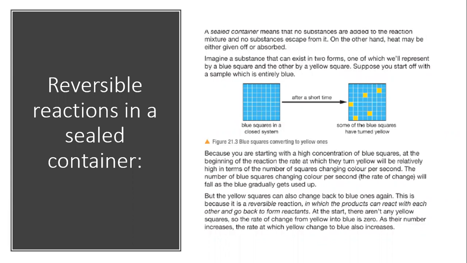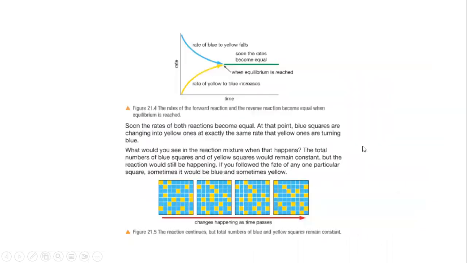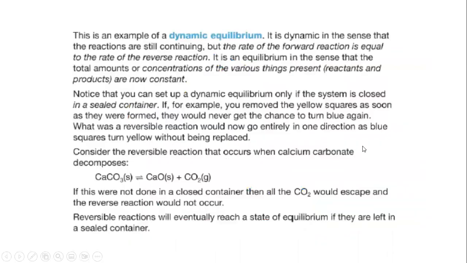So if the same reversible reaction takes place inside a sealed container, what is going to end up happening? We don't need to go into details of it. What's going to happen is this. We are going to end up reaching an equilibrium, and that equilibrium is known as dynamic equilibrium, right? So whenever you do a reversible reaction in a sealed container, in a closed space, you will observe that eventually the reaction is going to reach dynamic equilibrium.